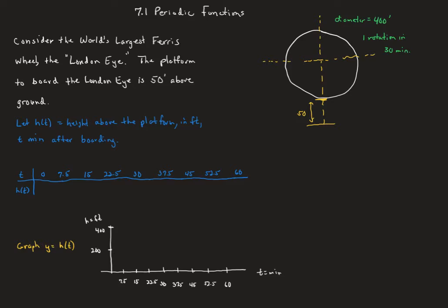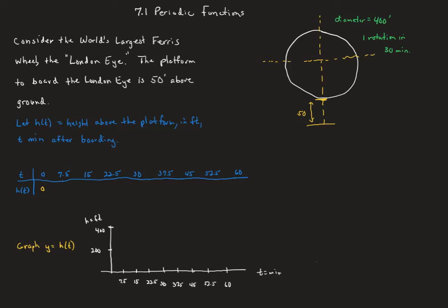So the h of t, we're going to make a function. H of t is the height above the platform in feet t minutes after boarding. So let's work our way backwards and get selective points here. Since the diameter is 400 feet, and we're going to say at time 0, we are at 0. So that's 0 feet above the platform. We're not counting the platform, so it's not our height actually above the ground. It's just our height above the platform.